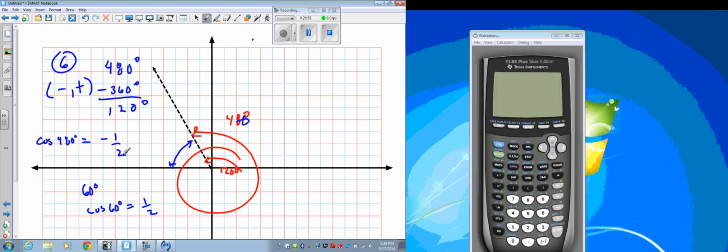Well, notice that the reference angle is going to give you the value. The quadrant is going to give you the plus or minus. And then the reference angle is always measured from the terminal side to the closest x axis. Okay.